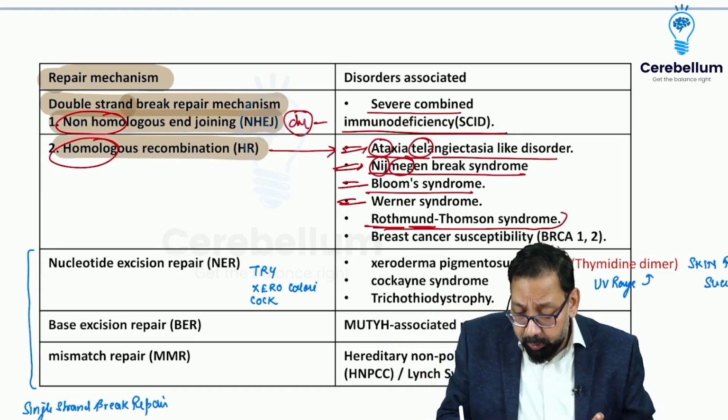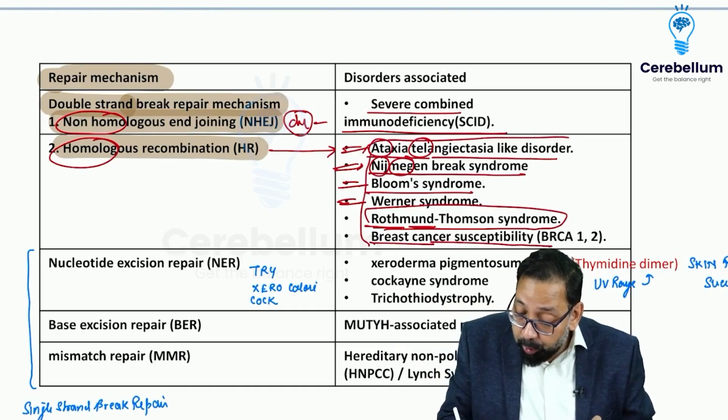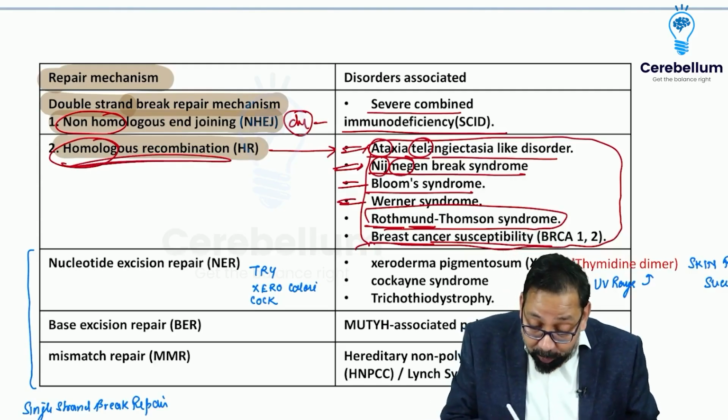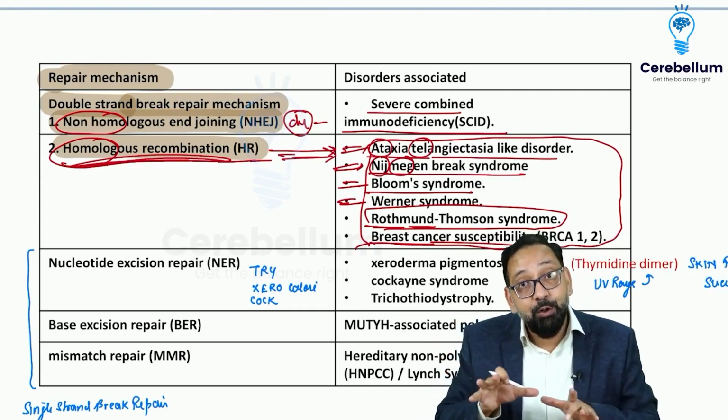Rothmund-Thomson syndrome and breast cancer susceptibility. So all these are related to home. Yes, even breast also. So homologous recombination, all these things are related to home.